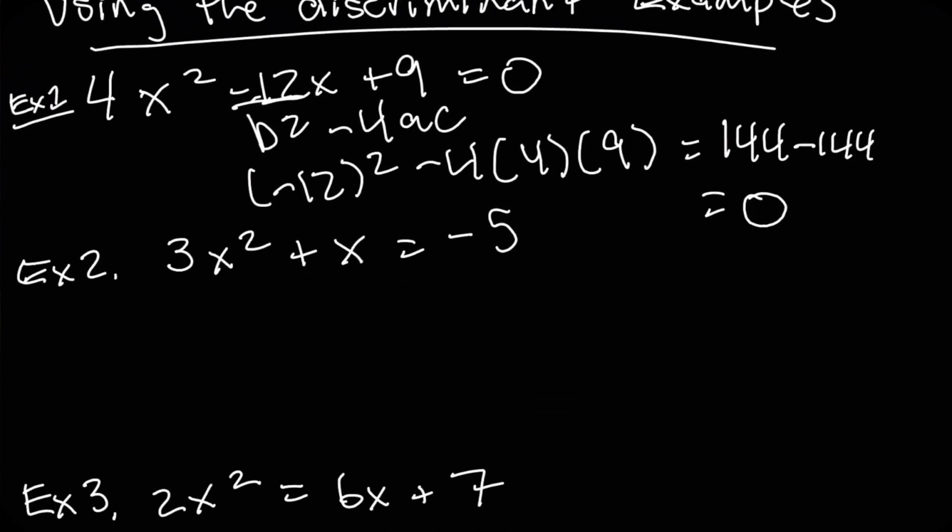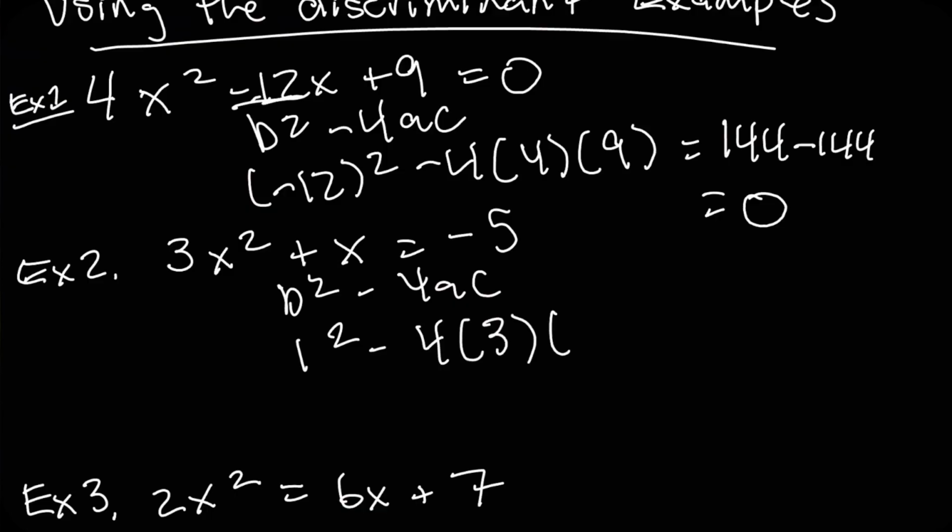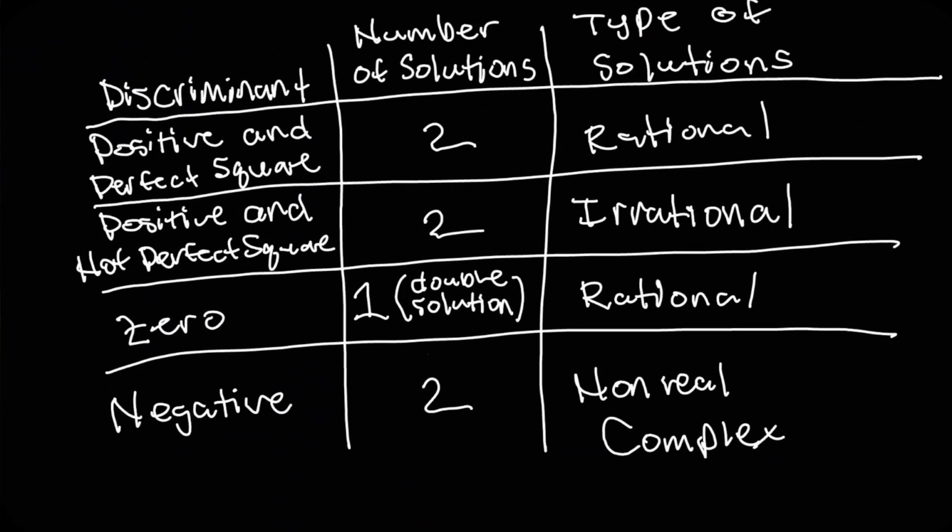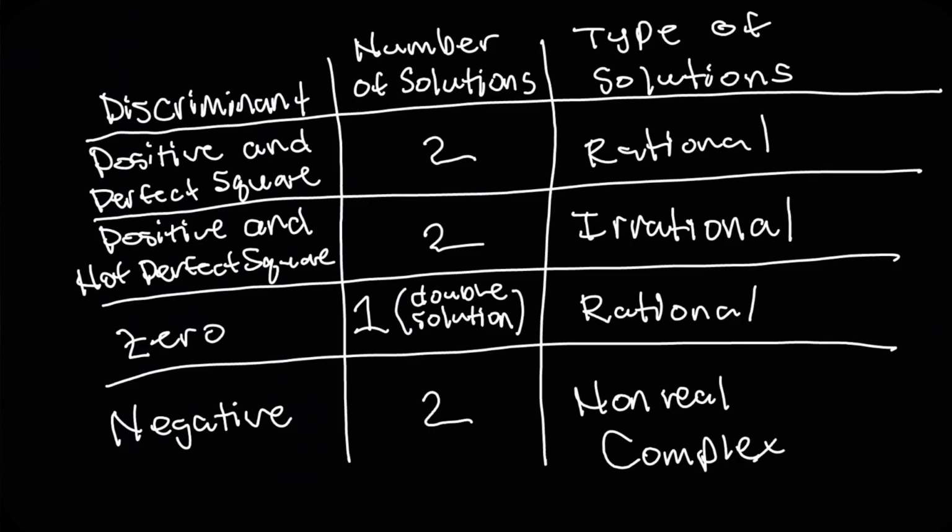Example 2, b squared minus 4ac. So our b squared is just going to be 1 squared, minus 4 times a, which is 3, and then finally times positive 5 here. This will give us 1 minus 60, or negative 59. And looking at negative 59, it's a negative number, so we're going to have two solutions, but they're going to be non-real complex.